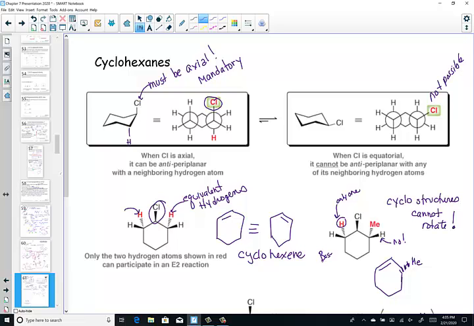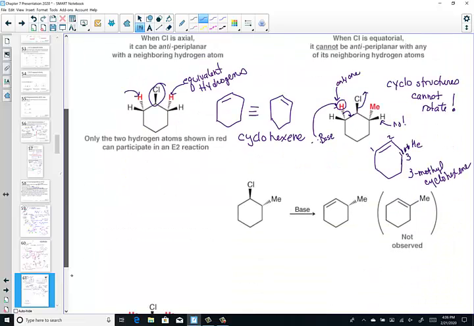And so that would be carbon 1, 2, 3. That would be 3-methyl cyclohexene, the only possible answer for that elimination. So we would just verify this is the only product, and this would not be observed because that hydrogen was not in the proper position. And one more to consider.